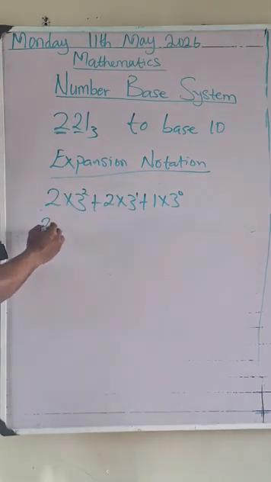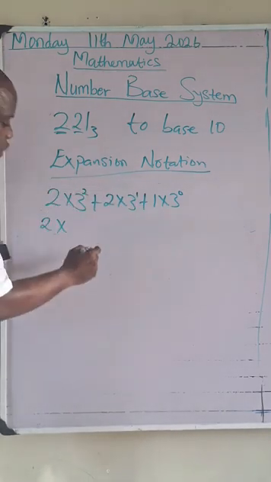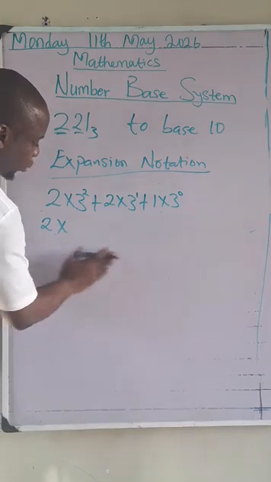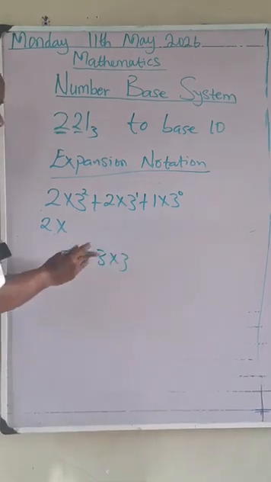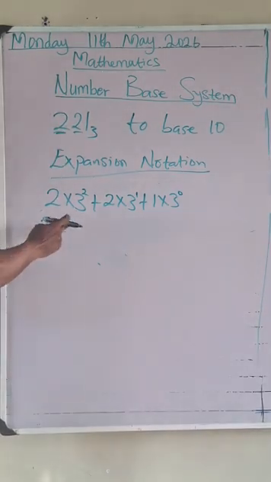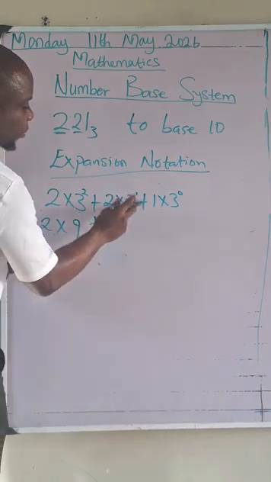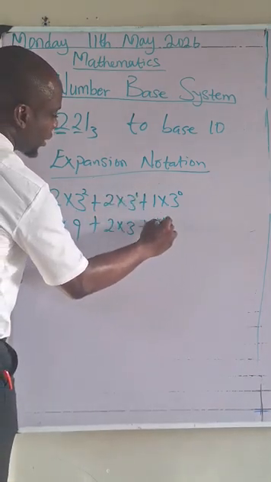So this becomes 2 times 3 raised to the power 2, which is not 3 times 2. Please, this is not the same thing. Okay, it is what? 3 times 3. Are we together? So what do you do from here? This becomes what? 9. That's 3 times 3 is 9. Plus 2 times this becomes what? 3. Plus 1 times 1.